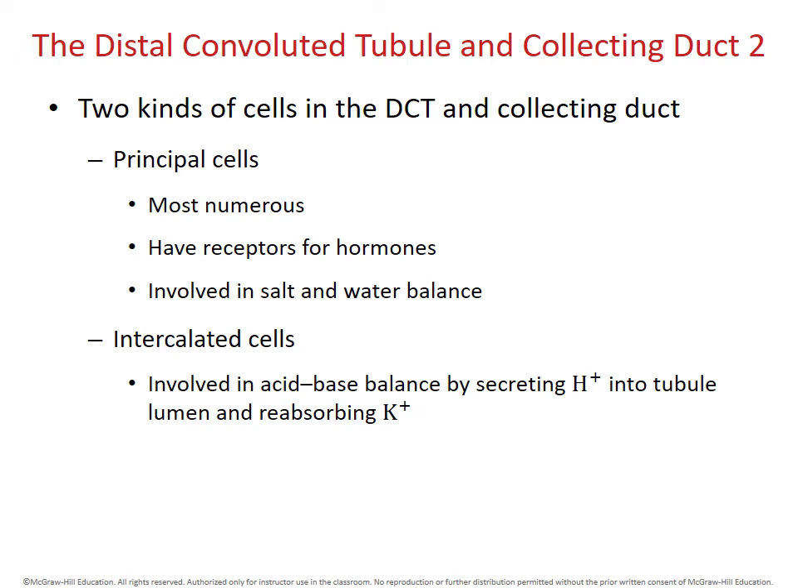These are also cuboidal epithelial cells, but they serve a very specific function. The intercalated cells are specifically involved in exchanging hydrogen ions for potassium ions. And so they're specifically involved in secreting hydrogen from the blood into the tubules and in exchange reabsorbing potassium to maintain electrical balance. So this is yet another part of the nephron that's involved in acid-base balance for the blood.